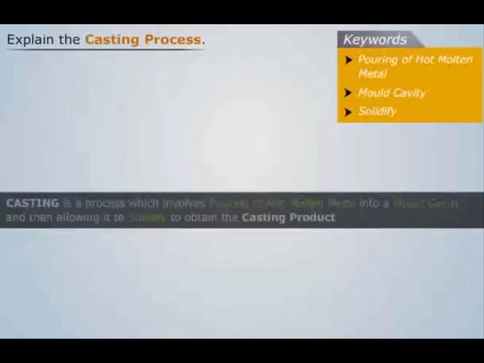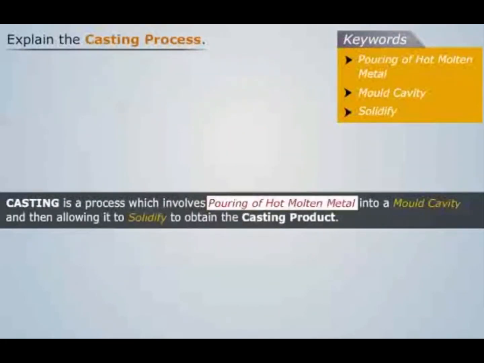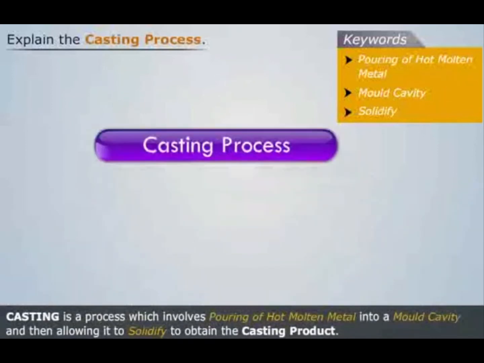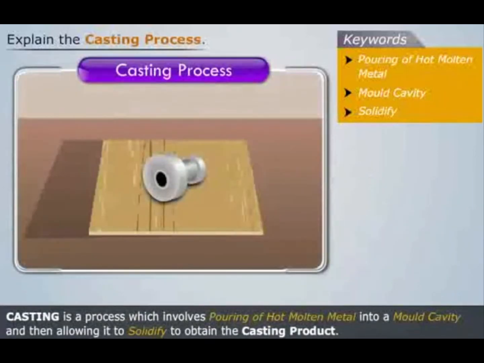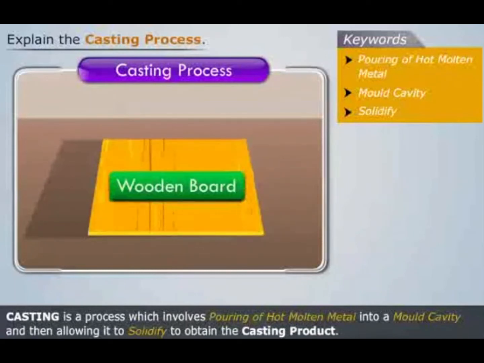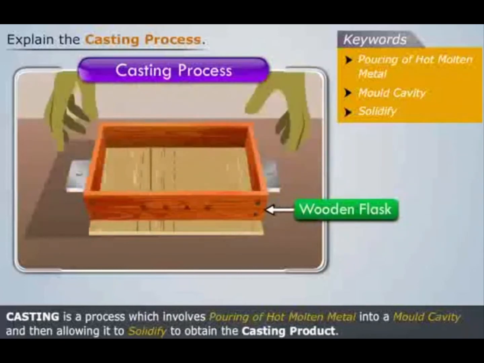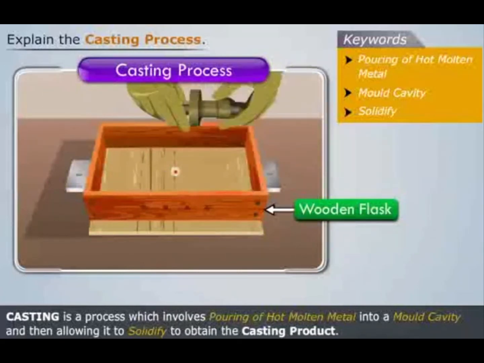Casting is a process which involves pouring of hot molten metal into a mold cavity and then allowing it to solidify to obtain the casting product. To understand the casting process, let us make this material through casting. First, place a wooden board on the table, and then place a wooden flask on the board. Now at the center of the flask, place a wooden workpiece.